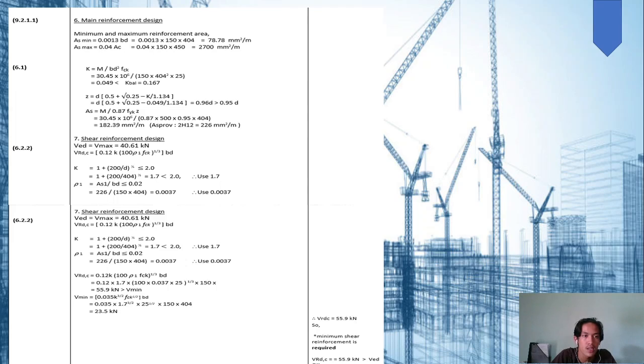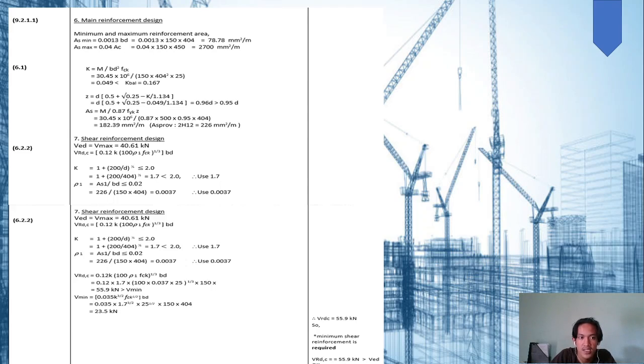And then we calculate the lever arm z, and we get 0.96d. Then we calculate the As required, and we get 182.39 millimeter squared per meter. And for the As provided, we choose 2H12, which has a value of 226 millimeter squared per meter.